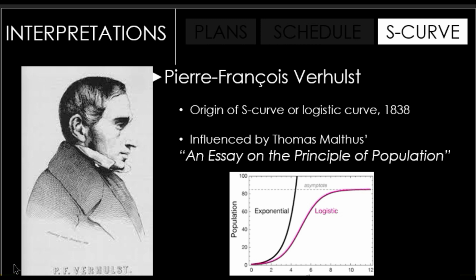Just a bit of history background. The origin of the S-curve or logistic curve goes way back, namely into the studies of population growth by Pierre-François Verhulst in 1838. Verhulst was influenced by Thomas Malthus's An Essay on the Principle of Population, which showed that growth of a biological population is self-limiting by the finite amount of available resources.